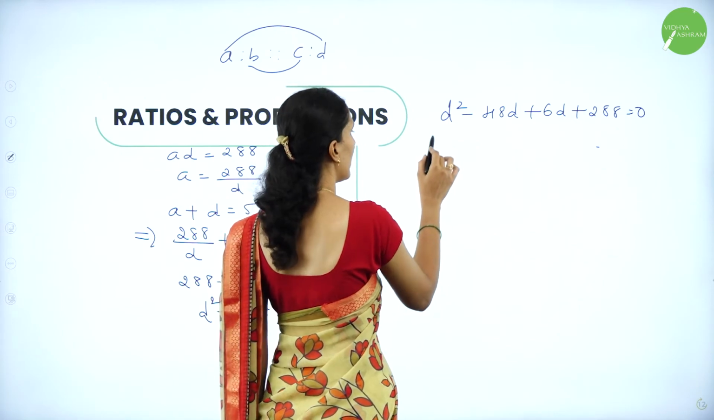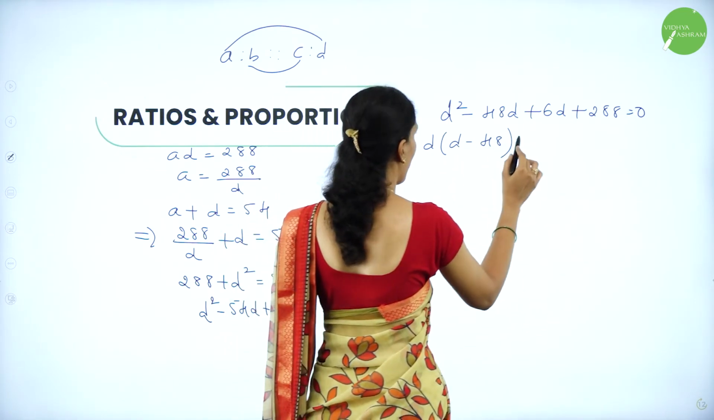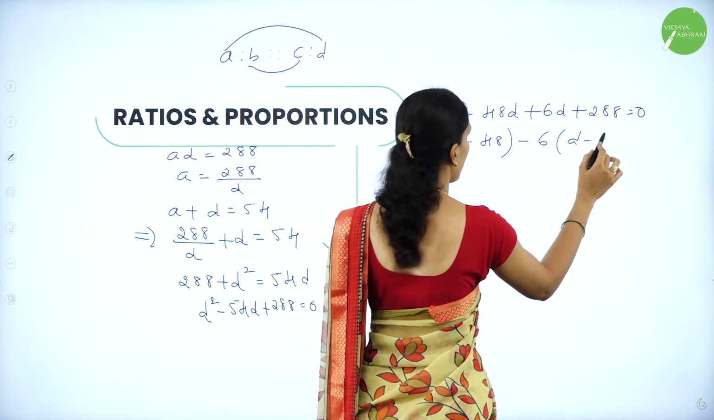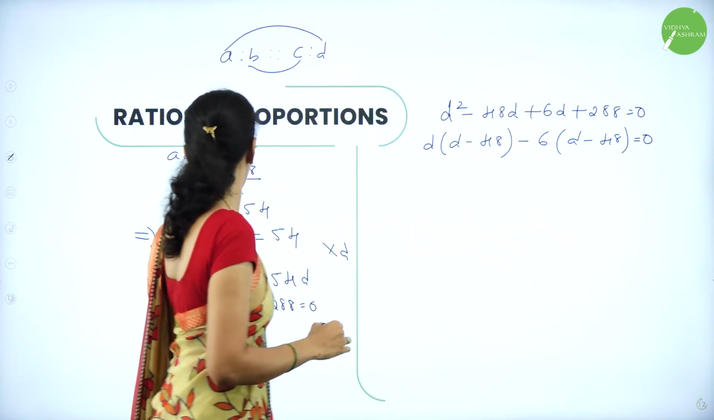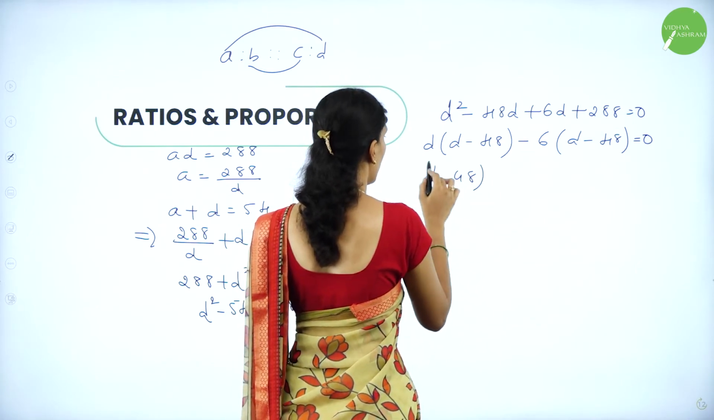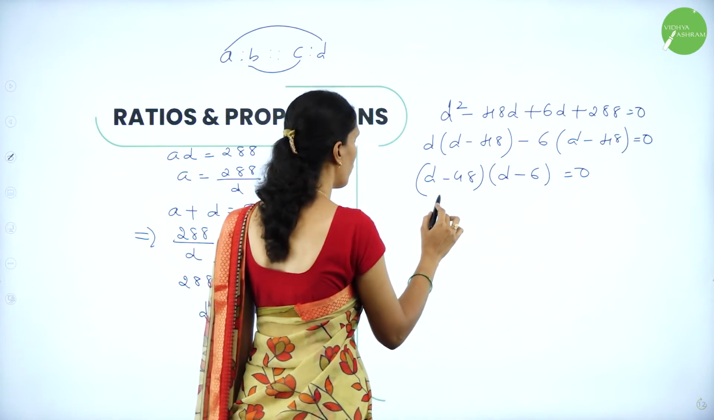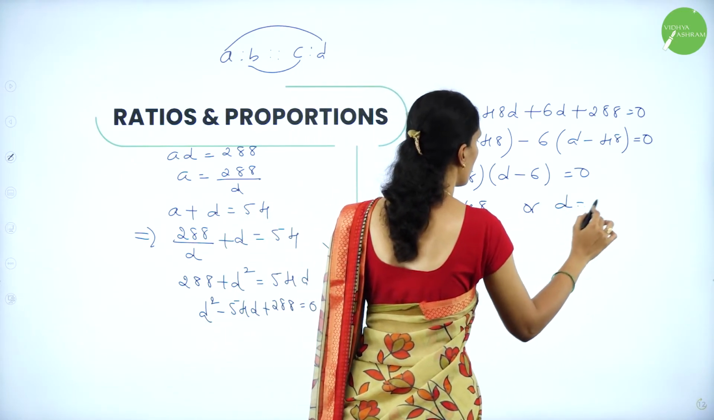So therefore, take d common factor, you will get d into d minus 48. Take minus 6 as a common factor, you will get minus 6 into d minus 48 is equal to 0. Next you have d minus 48 into d minus 6 is equal to 0. So from this you will get d is equal to 48 or d is equal to 6.